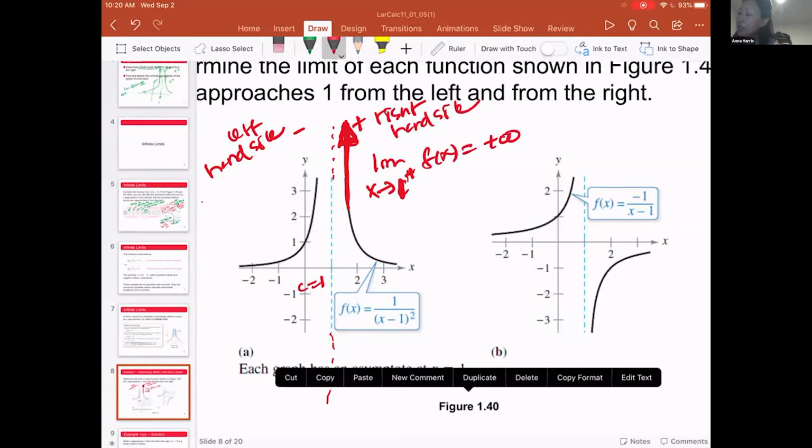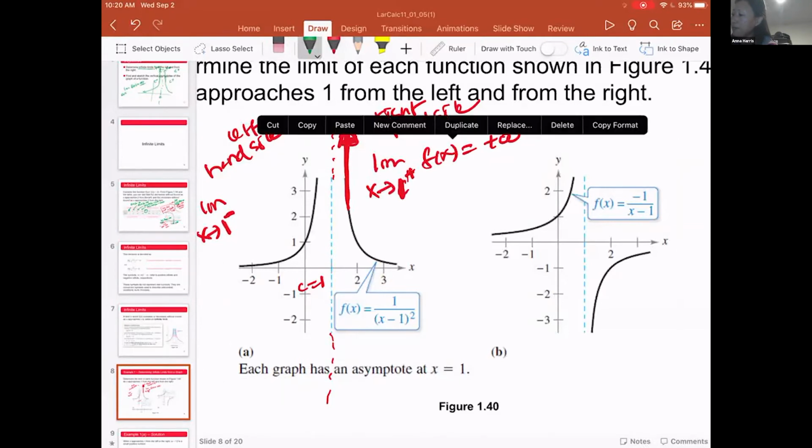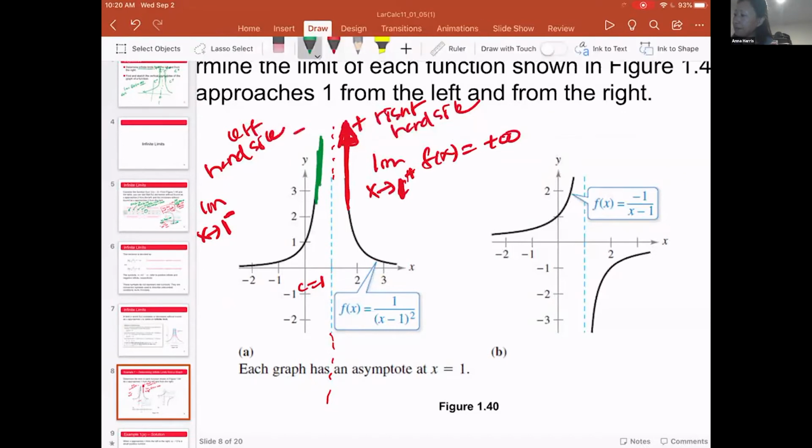What about my left-hand side? x approaches 1 from the left-hand side. Which graph is that? That graph right here. As this one approaches, what happens here? Where does it keep going? No, it's not negative. Where does it go to? Positive. This is also positive. Look at this number. Where does this one keep going up? This is your positive number, and this is your negative number.